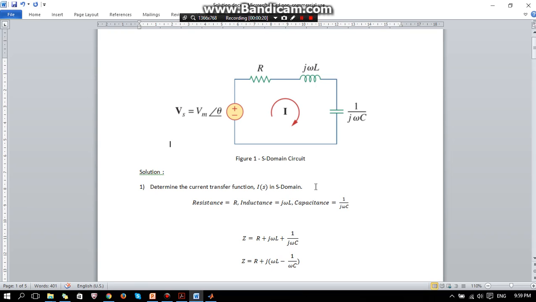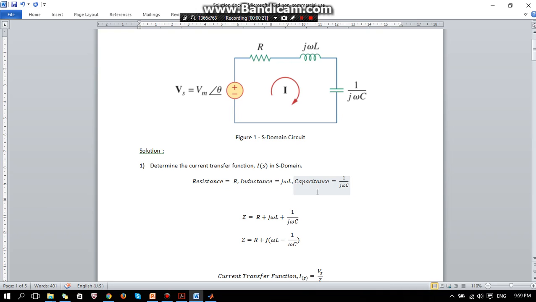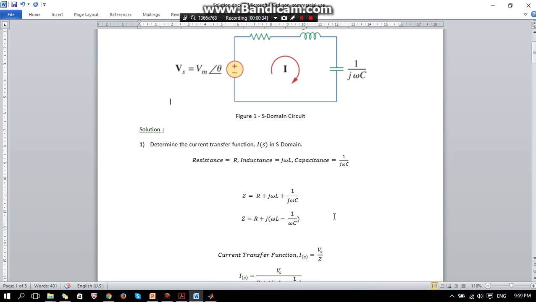They have provided us the resistor equal to R, inductor equal to jωL, and capacitor equal to 1 over jωC. To find IS, we have to find the impedance Z equal to R plus L plus C. Insert the values of R, L and C, so it becomes Z equal to R plus jωL plus 1 over jωC.